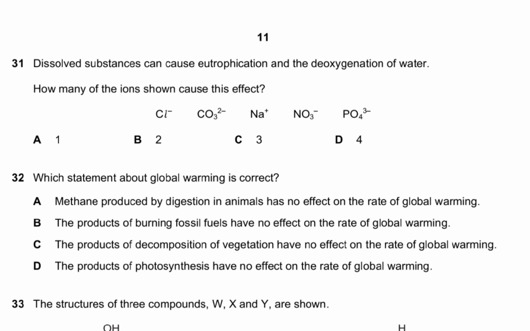Which statement about global warming is correct? Global warming points they have mentioned. Methane produced by digestion in animals has no effect on the rate of global warming. Then the product of burning fossil fuels have no effect on the rate of global warming. The product of decomposition of vegetation have no effect on the rate of global warming. The product of photosynthesis have no effect on the rate of global warming.